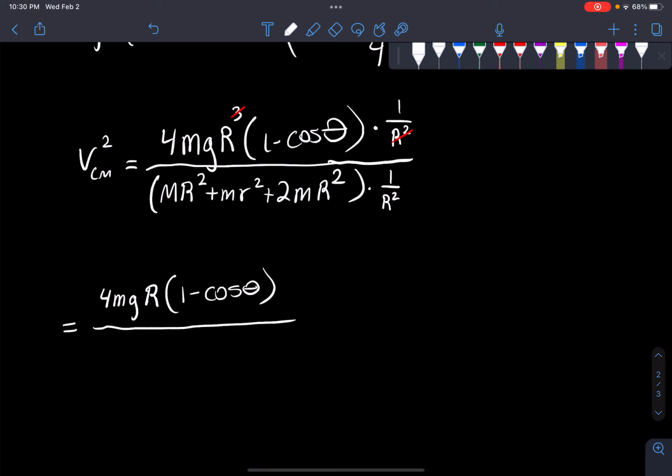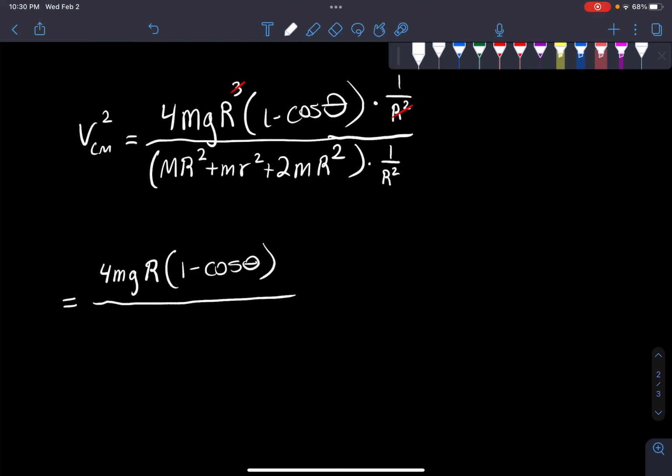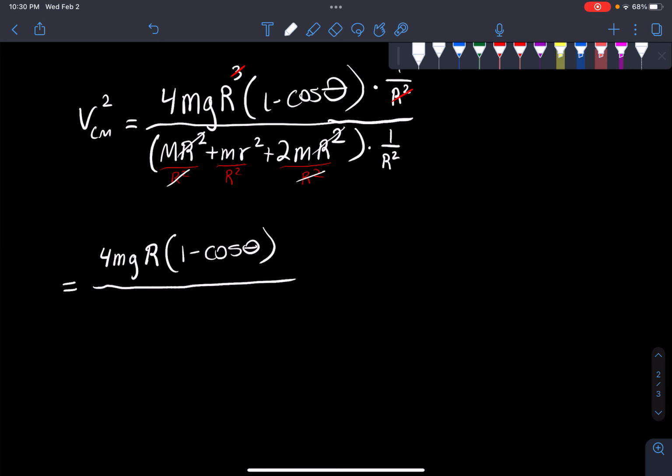And now on the bottom, we have to distribute that. So I guess I could go like this: divide by r squared, divide by r squared, divide by r squared. And that actually gives us some nice simplifications. That goes away, and that goes away. So we just get capital M plus, I'm going to write it like this, M times R over capital R squared, and then plus just 2M.